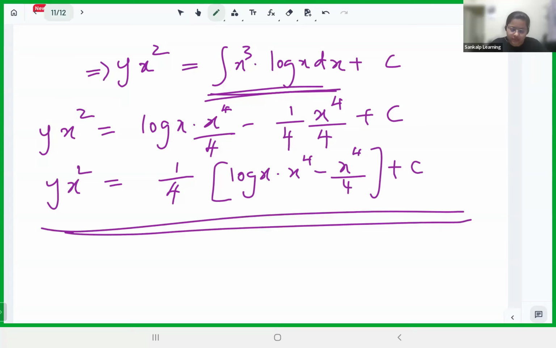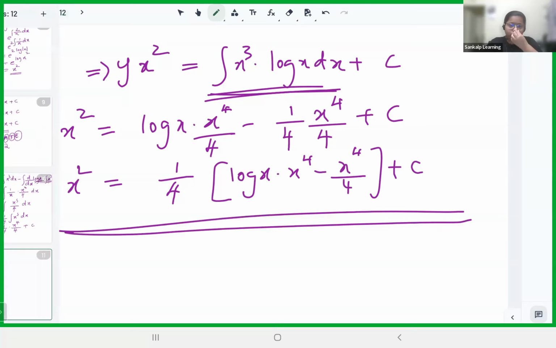Okay, I hope this question was clear to you all. Now we'll do a question of the form dx by dy plus p into x, where p is a function of y, equal to q. All right, we'll do a problem of that type also.